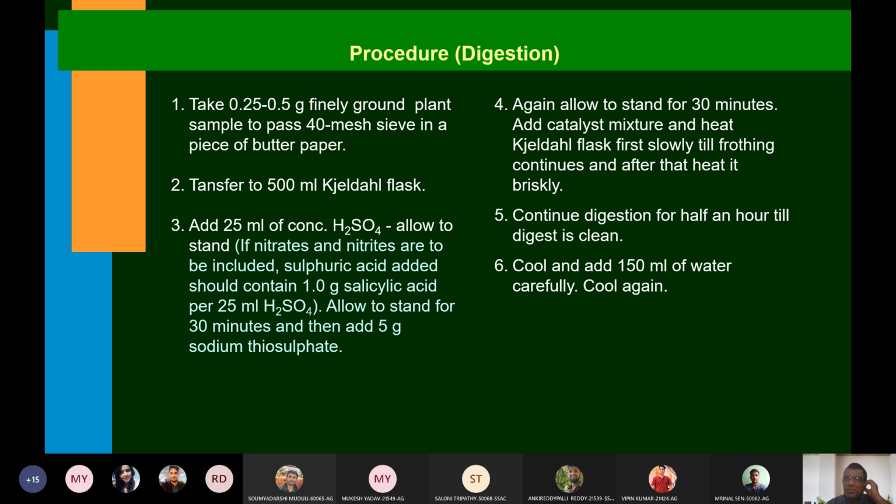Butter paper is simply carbon. It will not affect your analysis. The thing is that it should not be contaminated. It should not have any kind of contamination. Then we can use butter paper. Normally we use it.